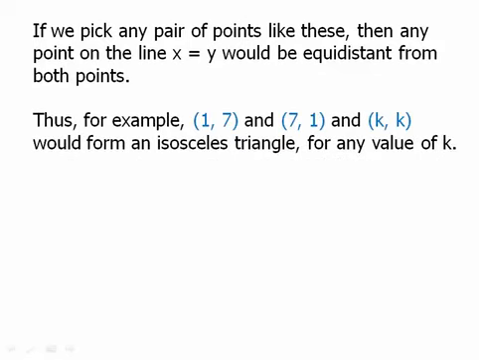Thus, for example, (1, 7), (7, 1), and (k, k) would form an isosceles triangle for any value of k, positive or negative. Because (k, k) has to be a point on the line y equals x, a point on the mirror line. Any point on the mirror line is equidistant from an original point and its reflection. And obviously these two points, (1, 7) and (7, 1), are reflections over the line y equals x.